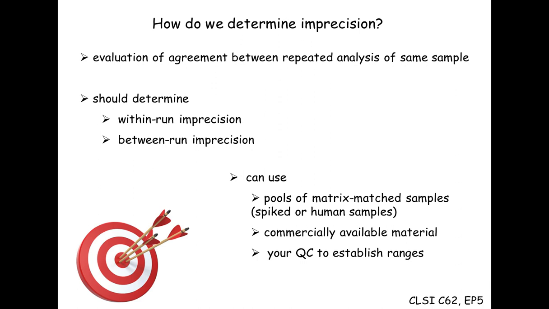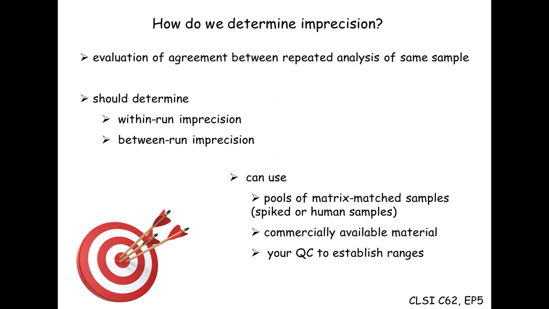The samples you should use for precision studies, again, should be matrix matched to what you're going to normally use when you're running your mass spec method. And again, you need to have imprecision studies for each analyte and for each matrix that you're going to be using.